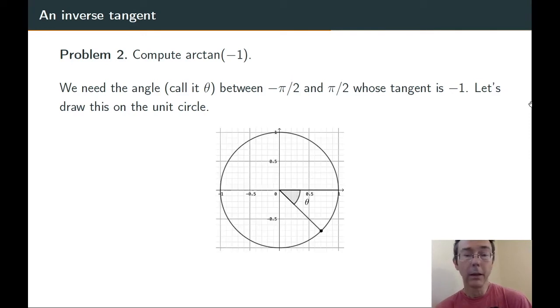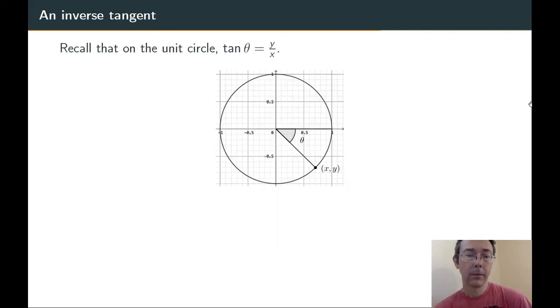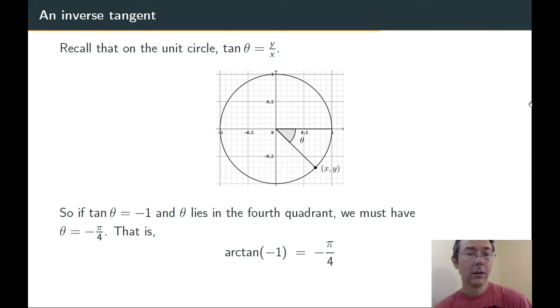It's going to have to be in the fourth quadrant because the tangent is going to be negative, and it can only be in the first or fourth quadrant by definition. So actually, what is that angle? Well, we remember that tangent means the y value over the x value, sort of an opposite over adjacent. So if it's going to be negative 1, we recognize that angle is going to have to be pi over 4 in absolute value. Since it's below the x-axis, we're going to say negative pi over 4. Altogether, arctangent of negative 1 is negative pi over 4.